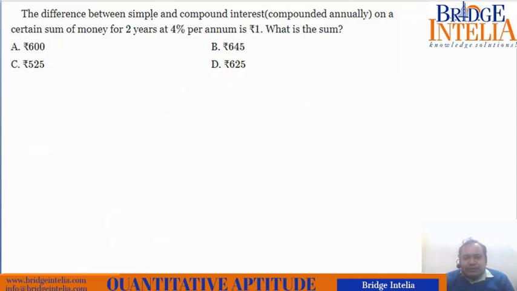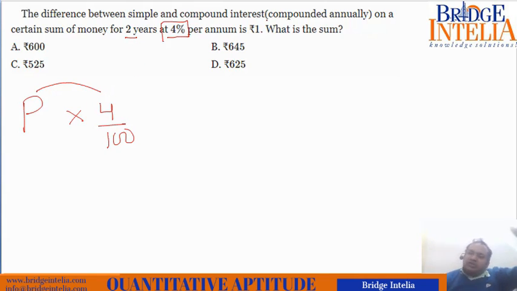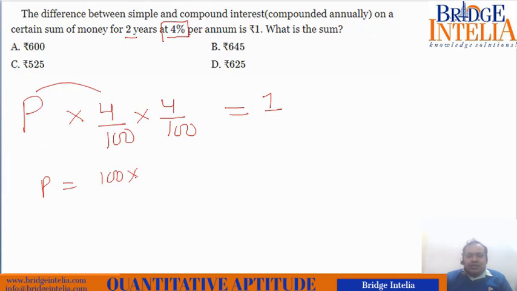Now, the difference between simple and compound interest on a certain sum of money for 2 years at 4% per annum. So if this is the principal, the interest earned in 4 years must have been equal to 4% of this. And what is the difference? Difference is the interest on interest. So this is the interest. So interest on interest, this much is equal to rupees 1. So what is P equal to? So P is equal to 100 into 100 by 4 into 4. So 100 by 4, 25. 25 into 25, 625.